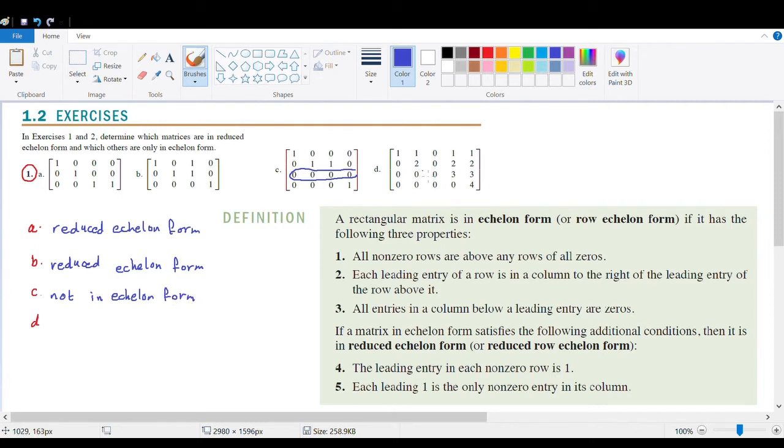The last one satisfies the first three properties, but does not satisfy property number 4, because it says the leading entry in each non-zero row is 1. Here we have the leading entry is 2 and the leading entry here is also 3. So this one is in echelon form only.